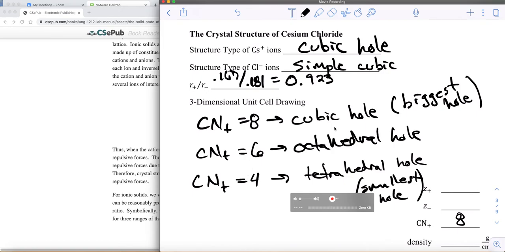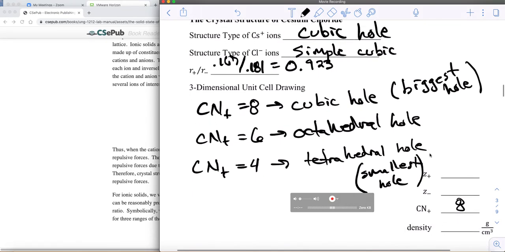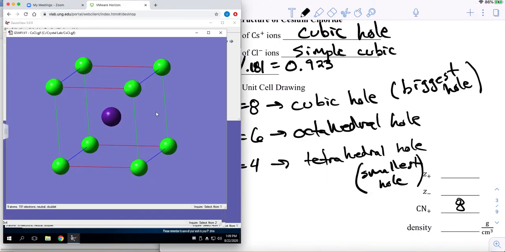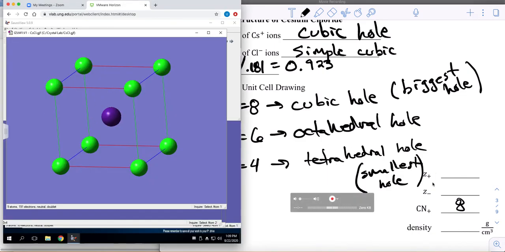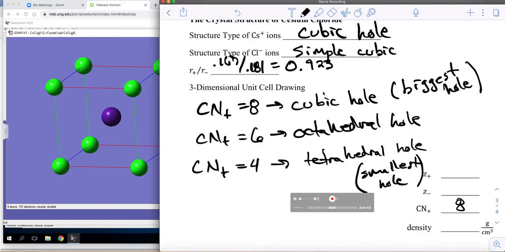All right, the last other pieces here from a calculation sense. Z plus and Z minus, we don't actually have to calculate too much, but we do still have to look at our structure. Z minus is always the easy one to find because you've already been given a structure type for the anion. And whatever your structure type for your anion is, like your metal examples before, if it's simple cubic, Z was 1.